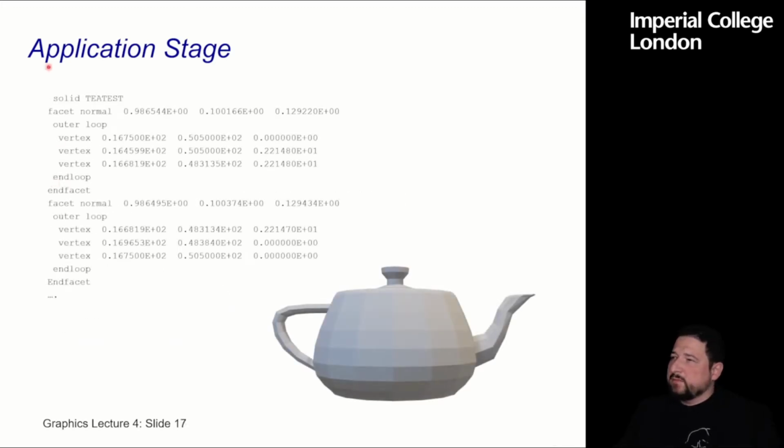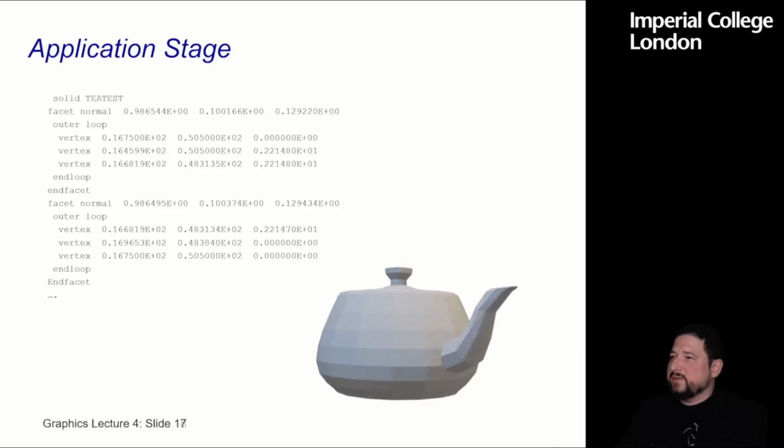So this is an example of a data structure, how you can store your graphics object. This is actually an object file, but all it says is that you have a face with a normal vector, and then the face consists of these vertices with these coordinates, and then this face ends, and then the next face starts. So this is how this teapot could be put together, and this is something the application stage will handle and translate into graphics commands.